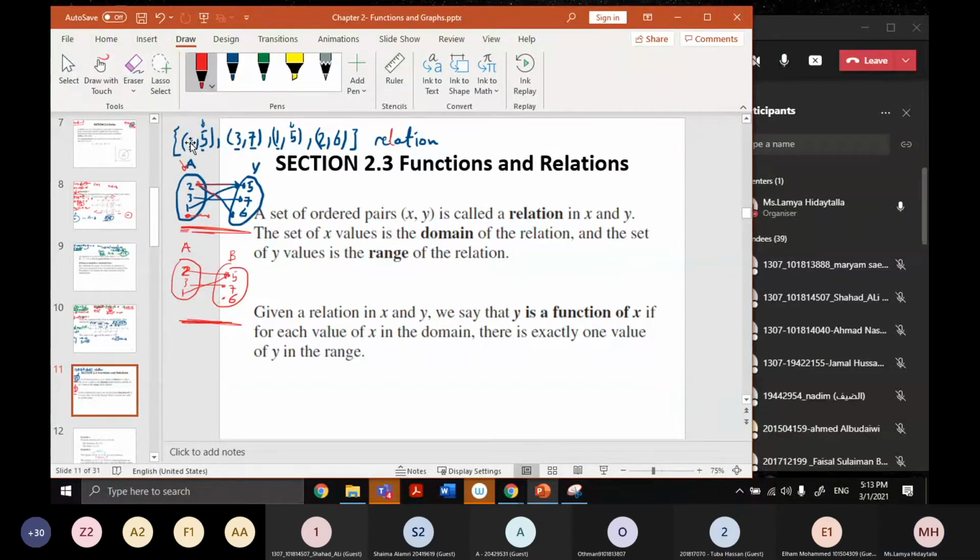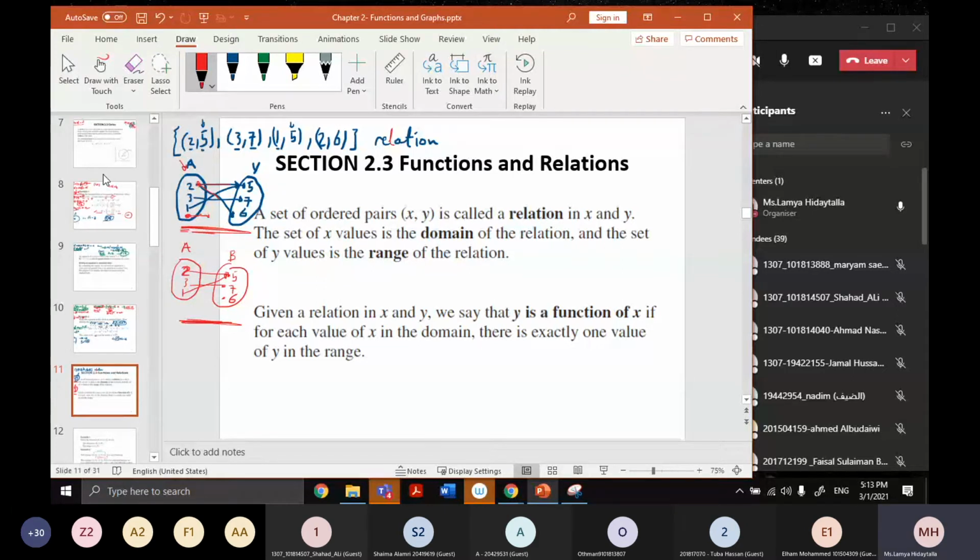How? Here this is the 2, mapped to 5. Here is 2 again, mapped to 6. So if an element is related to more than 1 element, if 2 occurs twice, or any element occurs twice with 2 different elements, it is not a function. Clear? Here this is clear because there is 2 and 5 and also 2 and 6. If it were 2 and 5 again, no problem, but to a number that is different than this one, it is not a function.